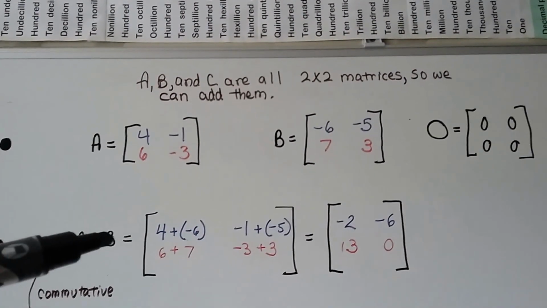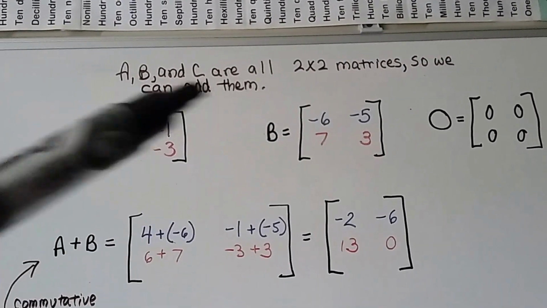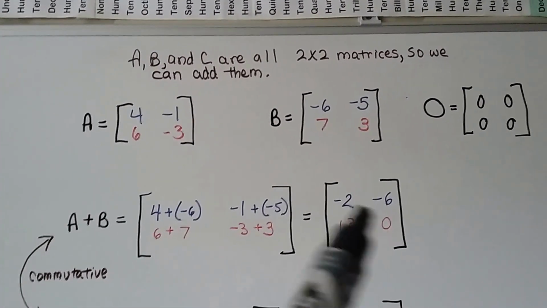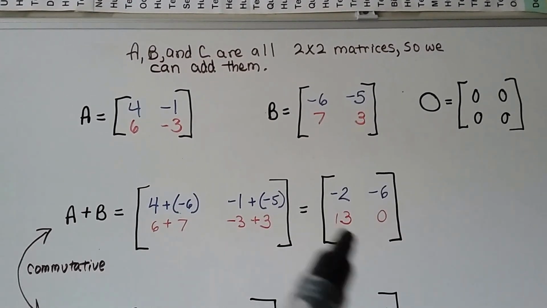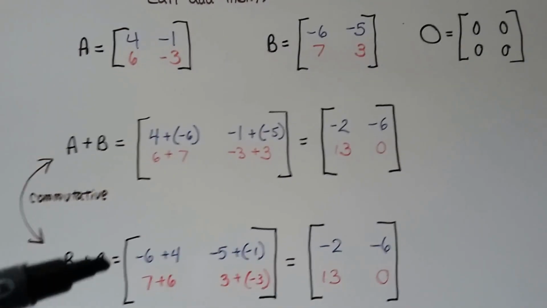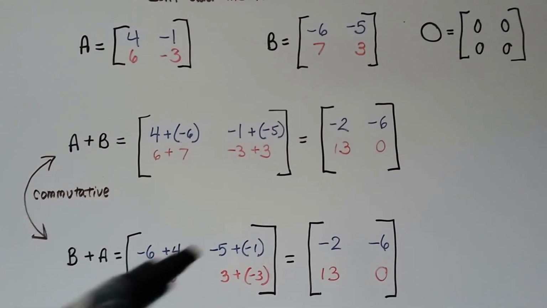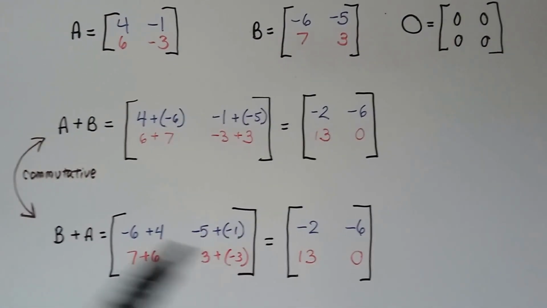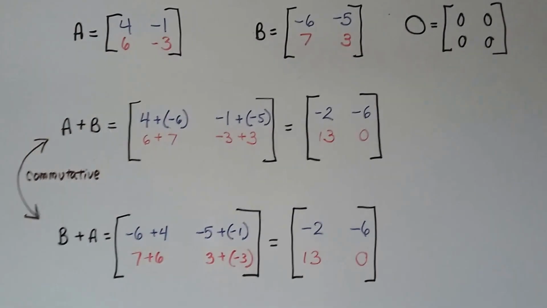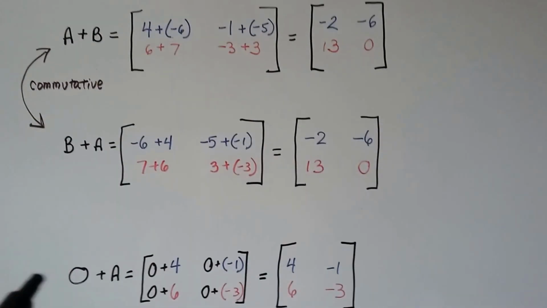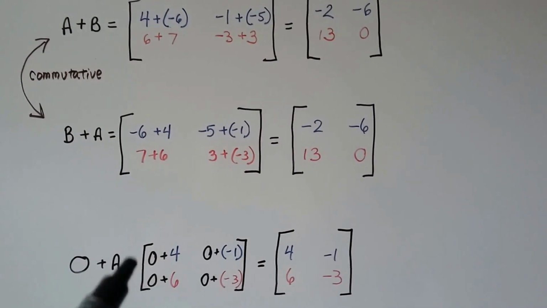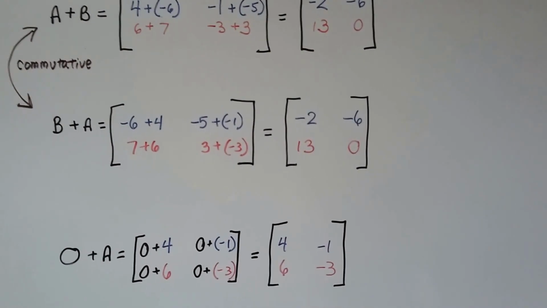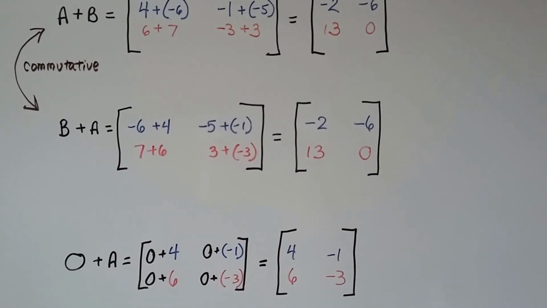And if we add A plus B, we're going to get a 4 plus a -6, a -1 plus a -5, a 6 plus a 7, and a -3 plus a 3. And we're going to get a -2, a -6, a 13, and a 0. And if we switched it around and did B plus A, now these are going to be added to these. It's the same thing. We're going to get the same thing because it's commutative. See? A plus B or B plus A. Same thing. And if we added the O plus A, that was all zeros, remember, plus this one, we're going to get A again. It's going to be the same thing as A. All right?